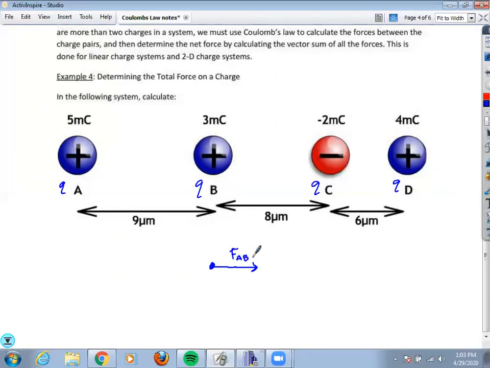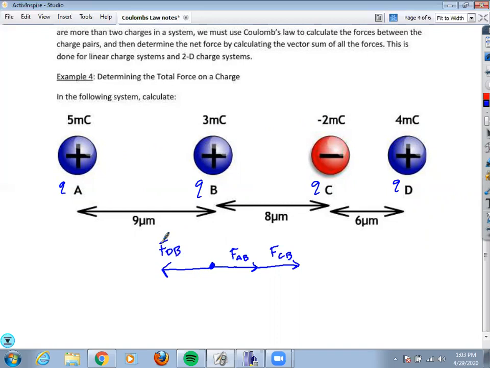So FAB. Charge C is negative, and charge B is positive. So charge C is going to attract charge B, so the force is also going to be to the right because charge C is going to pull charge B towards it. So there'll be a second force going to the right, and that would be the force of charge C on charge B. And last but not least, we have charge D here. Charge D is positive. Charge B is positive. So charge D is going to push charge B to the left, repelling it. So that would be the force of charge D on charge B.